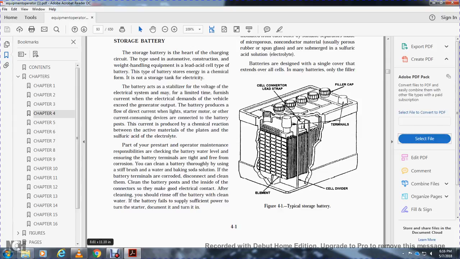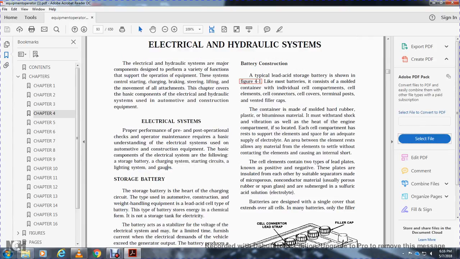You can clean the battery thoroughly with the use of the washer, making a baking soda solution. If the battery terminals are corroded, disconnect to clean them. Clean the battery post inside with the connector to make sure for the good electrical contact. After the cleaning, rinse off the battery with the clean water. If the battery fails to supply sufficient power, turn the start of the document in and turn it in.